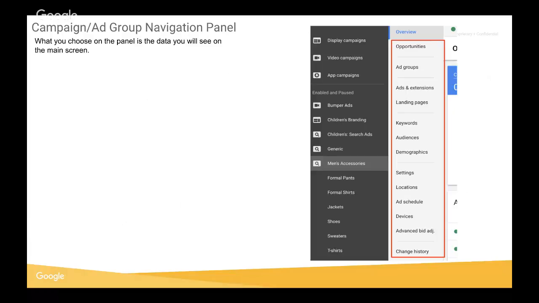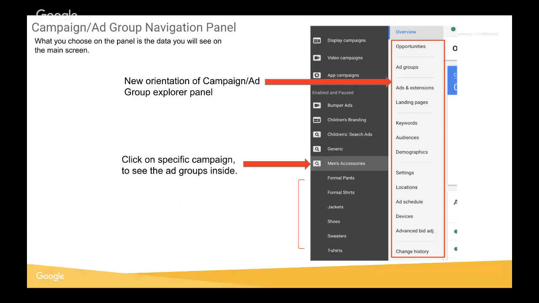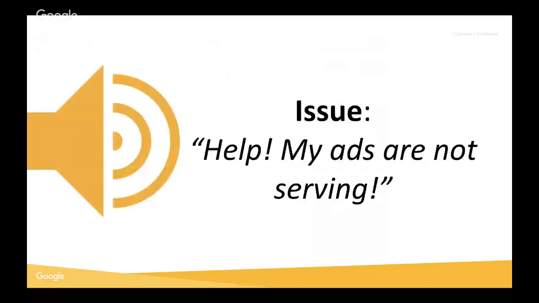So just to bear in mind, these do give you a new orientation and a campaign explorer kind of view, a more intuitive arrangement to allow you to look at a campaign and then see the breakdown side by side to it. To do a specific campaign, again, make sure you click on a specific campaign to see the ad groups inside.